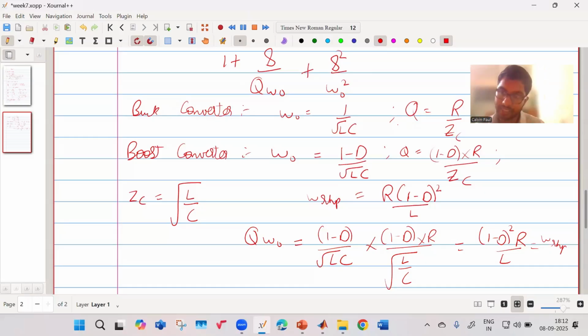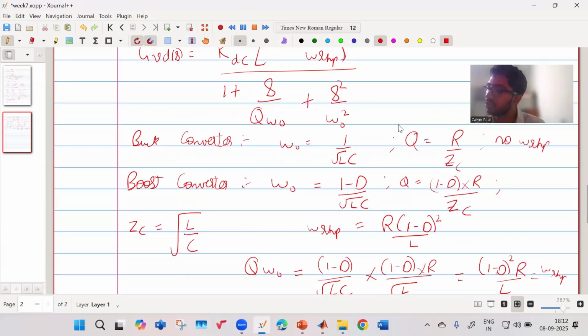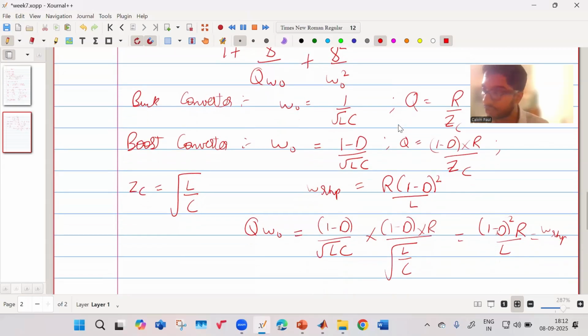This is coming for the ideal case. In the practical case, it would differ. But for the ideal case, if you want to remember the formulas, this is the way you should remember it. This will make it easy for you. Omega naught is 1 upon root LC for buck, and Q equal to R upon ZC for buck. But when you make it boost, you just multiply by (1 minus D) in the numerator for omega naught and Q. And your omega RHP for the boost is Q into omega naught. If you multiply it, you will get your omega RHP. So these points you have to remember. That is mandatory for you.